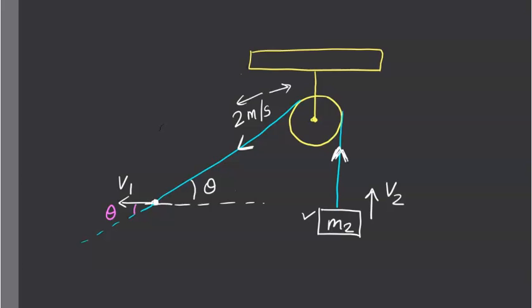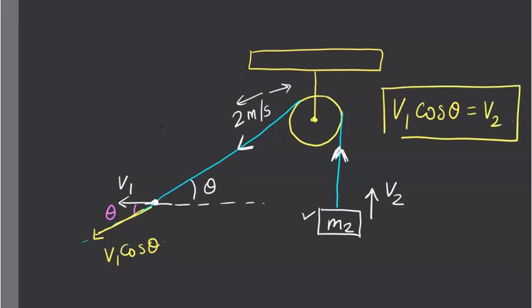If I extend this blue color string like this, the angle between v1 and this blue color string will be theta, because vertically opposite angles are equal. So now this component will become v1 cos theta. Since the block is going towards left with velocity v1, its component along this particular line will be v1 cos theta, and this v1 cos theta itself must be equal to v2. So I can write over here v1 cos theta is equal to v2. This is the relation between the velocities v1 and v2.